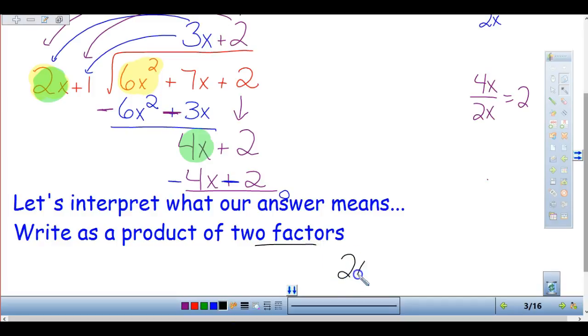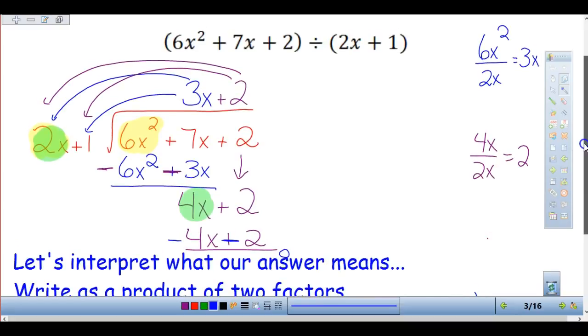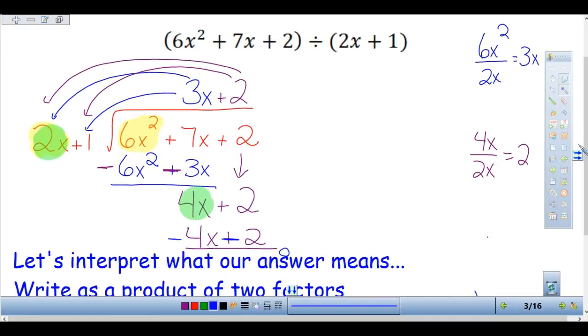Okay, so that means that we can write it as 2 factors. Well, I gave you one of them. And then what was our answer? 3x. So if I multiply these 2, I would get that original one we divided. Okay? Okay, now put your pencils down, let's just go through it one more time.